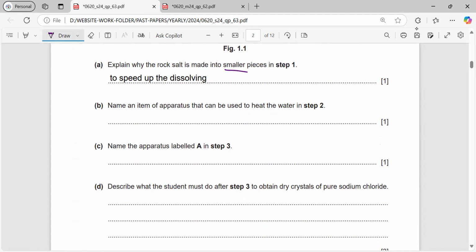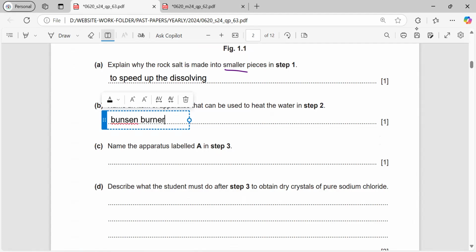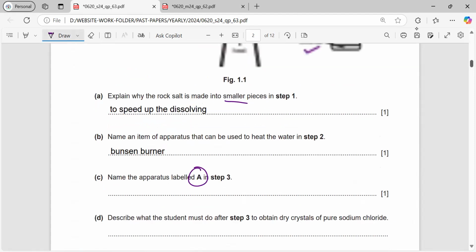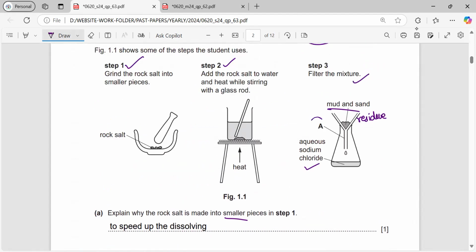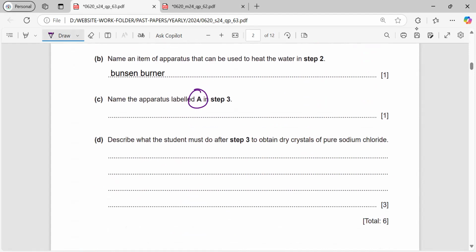Name an item of apparatus that can be used to heat the water. So it's very easy to heat the water. We always use a Bunsen burner. Name the apparatus labeled A. Now what is apparatus A? This one, this is apparatus A, which is a filter funnel. It is a filter funnel.